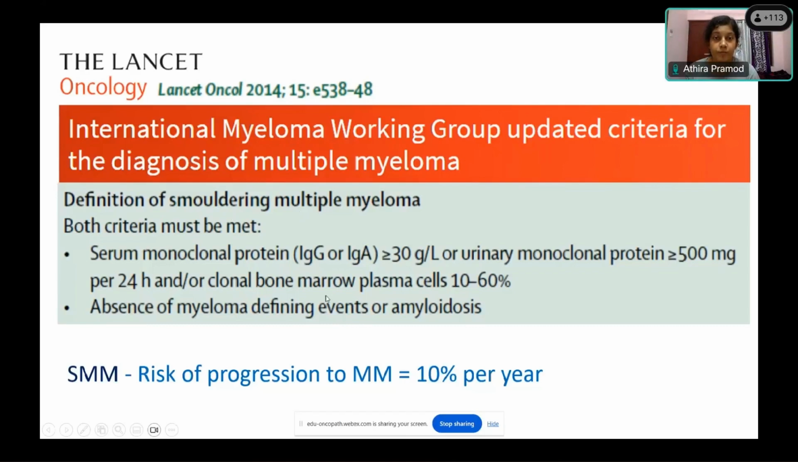So both these criteria should be met to be able to label this case as a smoldering multiple myeloma. So these smoldering multiple myeloma have a risk of progression to multiple myeloma of about 10% per year. So they progress to multiple myeloma around 10% per year.